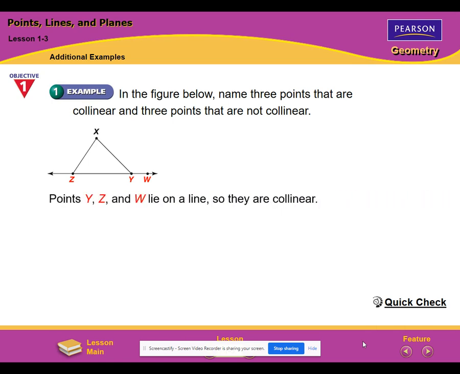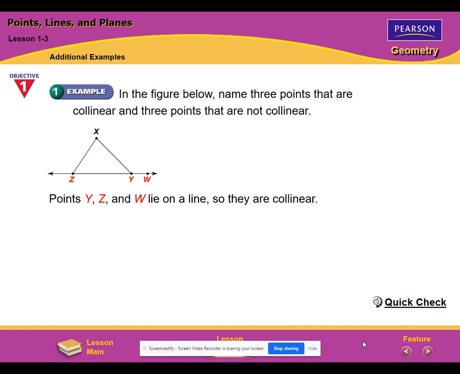3 points that are not collinear would be any 2 of the red ones plus X, right? So how about X, Z, and Y? Or how about X, Z, and W? Or even X, Y, and W? As a set, those 3 are not collinear, meaning they do not lie on the same line.